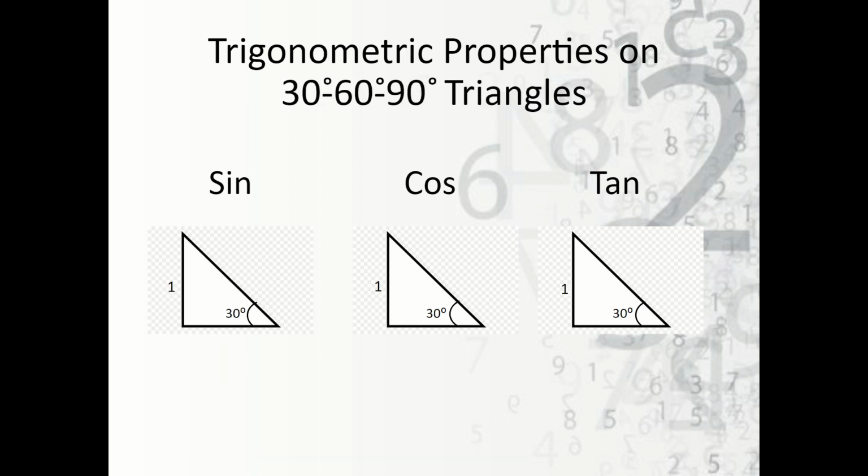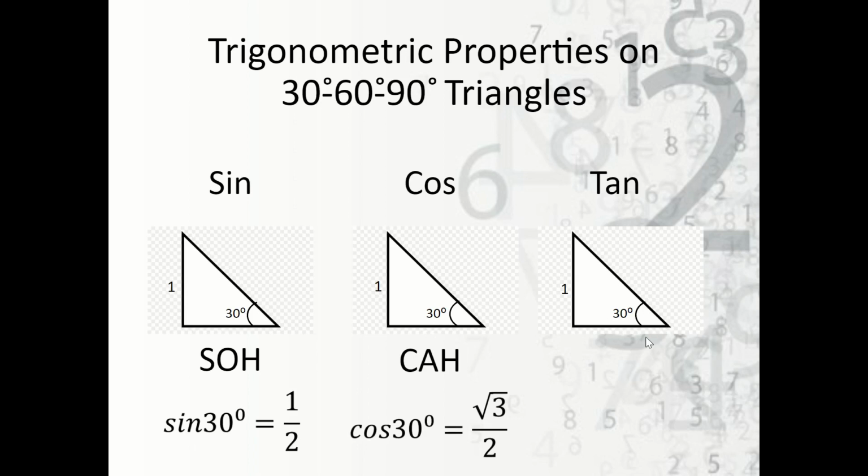Now let's look at 30, 60, 90 triangles. So remember 30, 60, 90 should be 1, square root of 3, and 2. So remember that sine is opposite over hypotenuse. So we're going to take this opposite, which is 1, and the hypotenuse, which should be 2. So we end up with 1 over 2. Now cosine. Cosine is adjacent over hypotenuse. So if this side is 1, we know that this side should be square root of 3, and this side should be 2. So the adjacent side is square root of 3, and the hypotenuse is 2, so it should be square root of 3 over 2.